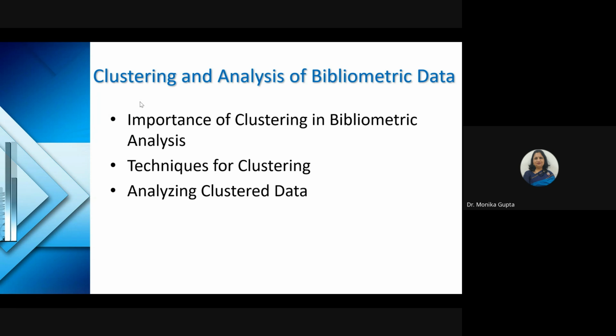So clustering is a key technique in bibliometric analysis, grouping related items such as keywords, authors, or papers based on their similarities. This process helps to identify subfields or thematic areas within a research field. Techniques like hierarchical clustering and k-means clustering are commonly used. Analyzing clustered data can reveal underlying patterns and structures, guiding the development of a literature review. So we will explore clustering techniques and how to analyze the resulting clusters to enhance the research.